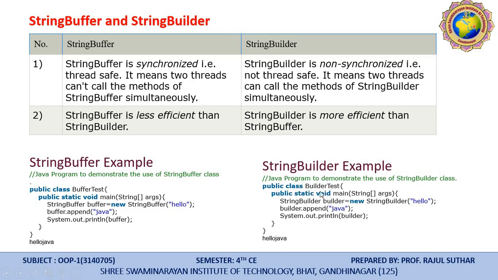In the StringBuilder class, here is a Java program to demonstrate the StringBuilder class. Here the class is BuilderTest. In the same way we use public static void main(String[] args), and one object is created: StringBuilder builder = new StringBuilder("Hello"). Then builder.append("Java"), we append the second word Java, and we write System.out.println(builder). So this is the output of our program: Hello Java.